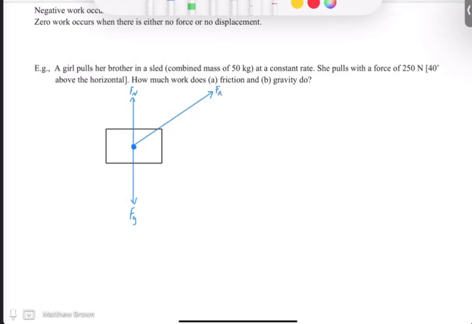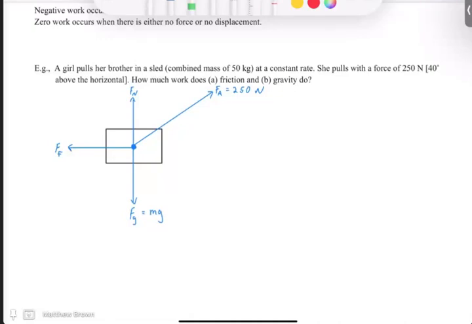And we know that this is equal to 250 newtons. Fg, of course, would just be mg, and the normal force would respond to that. And friction will be in the negative direction. I'm guessing this thing's moving, so it will actually be kinetic friction, but for our purposes, I don't think it really matters.